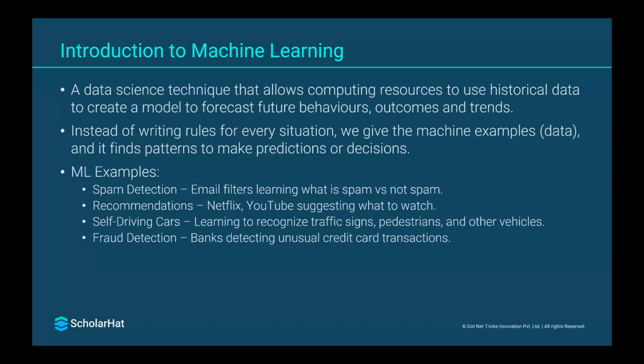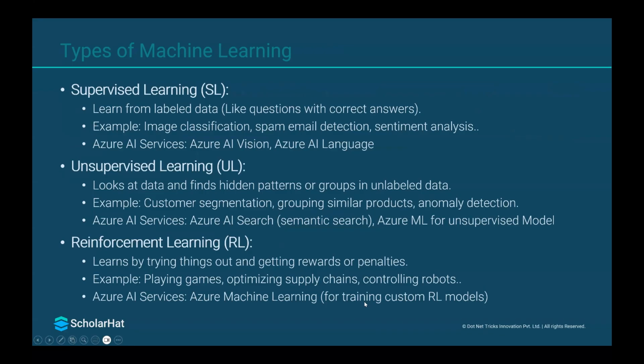When it comes to machine learning, we have three types: supervised learning, unsupervised learning, and reinforcement learning. Let's understand these three types of machine learning, because ultimately the problem you're going to solve, the model you're going to use, and the services you're going to use in Azure are going to fall into these three categories.